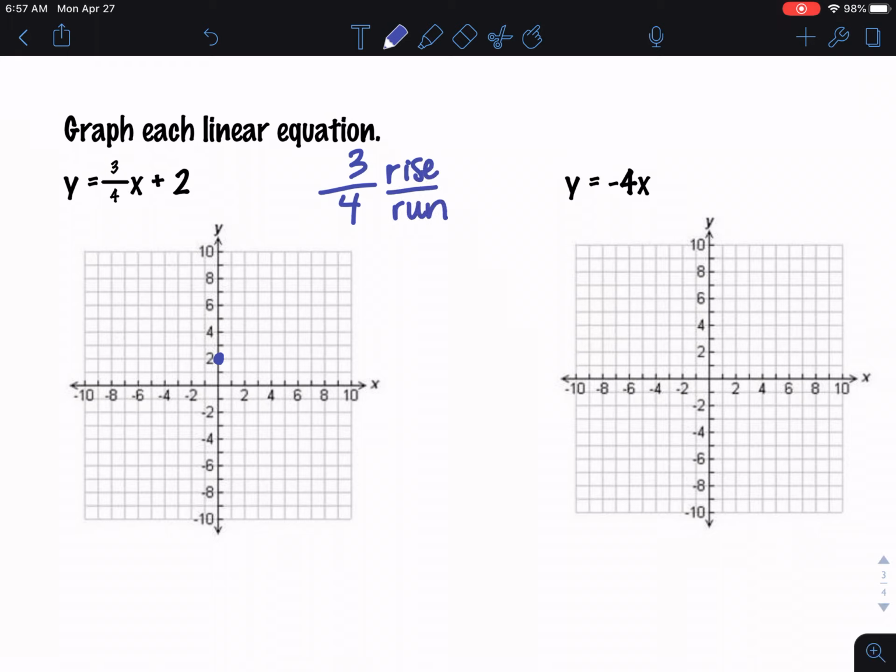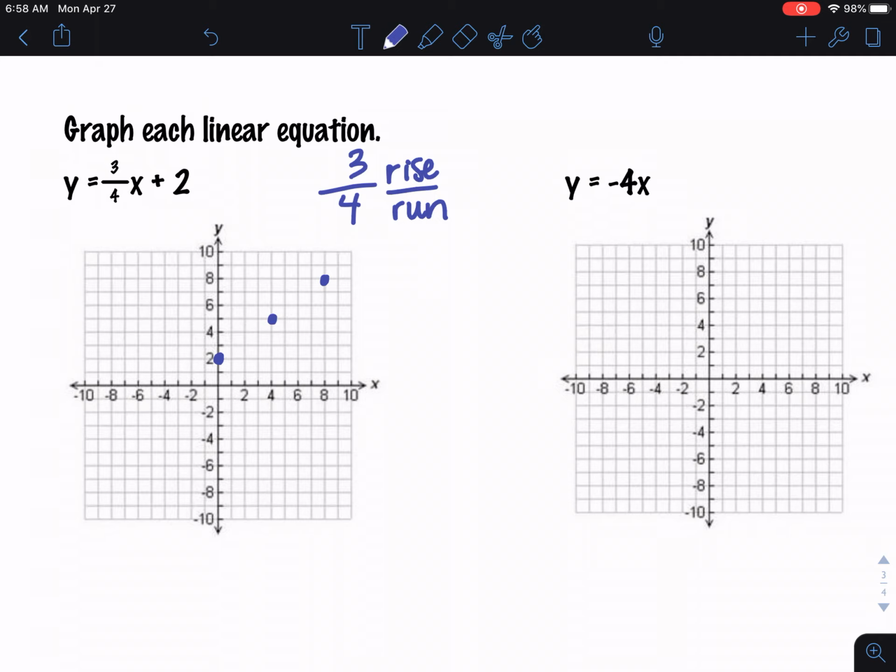A positive rise tells me to go up. So I'm going to rise up 3 units. And a positive run tells me to go to the right. So then I'm going to run to the right 4 units as well. And I'm going to continue to do this until I run out of room on my graph, so I can make sure that this line is as accurate as possible.